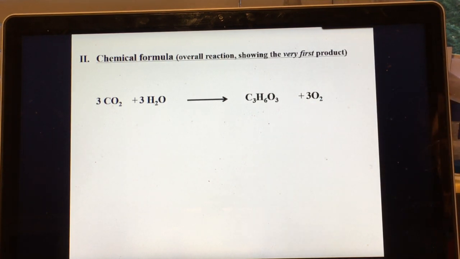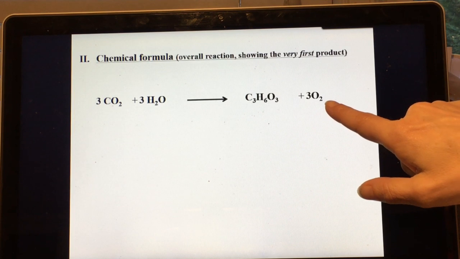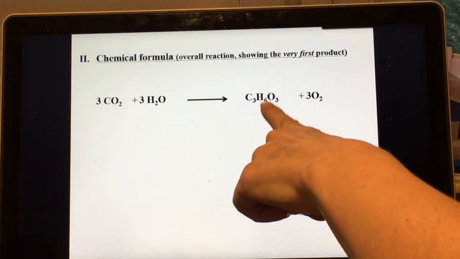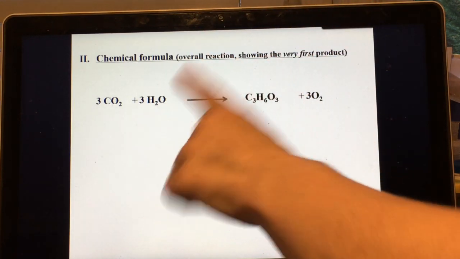It is really common for people to believe that plants convert these 3 carbon dioxide molecules into these 3 oxygen molecules. That's actually not possible. A plant can't change carbon atoms into oxygen atoms. The carbon actually ends up in the PGAL and eventually a glucose molecule. The oxygen comes from water.